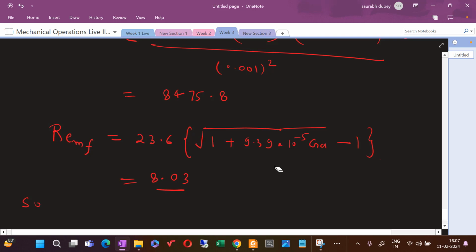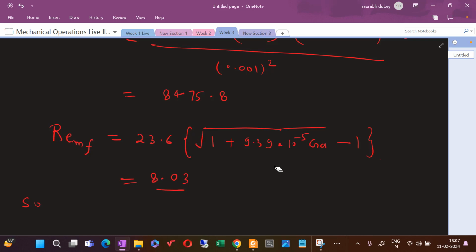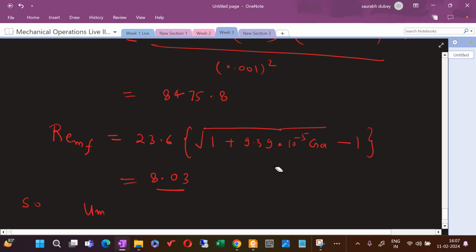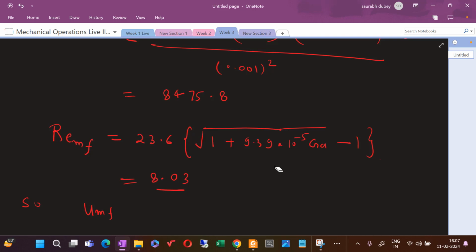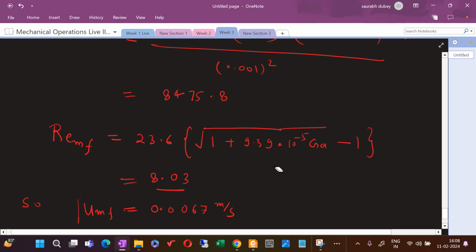So through REMF, the Reynolds number, you can calculate UMF, as rho u d by mu, density times velocity times diameter divided by viscosity, gives the Reynolds number. So you can calculate using that, and this comes out to be 0.0067 meter per second. Okay, this is the UMF.